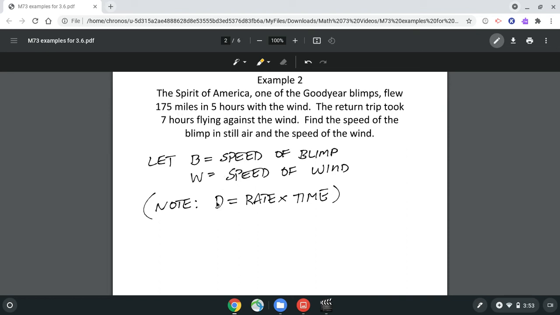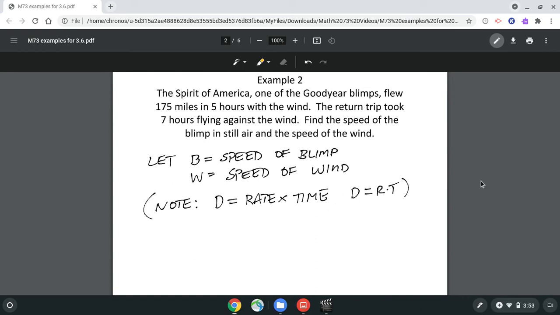175 miles, that's our distance. Our rate, we don't know because they're saying find the speed. So we don't know it. Times time. So your formula is distance equals rate times time.